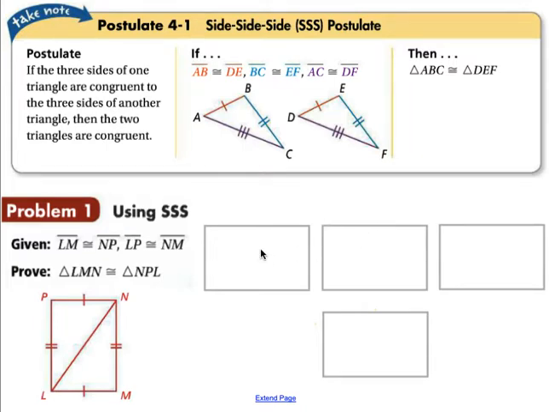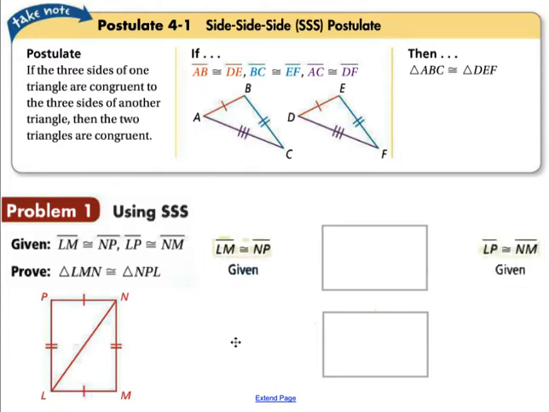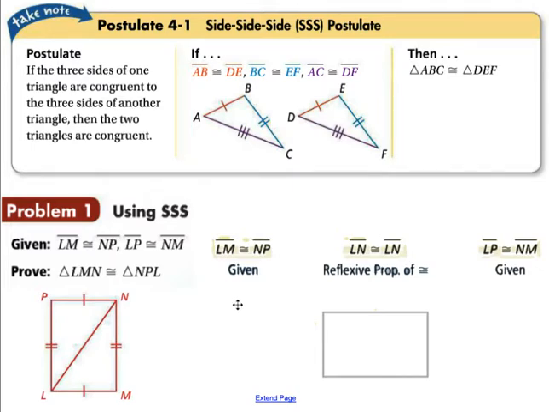Well, we're going to start with our given statements. Our two given statements are that LM is congruent to NP and that LP is congruent to NM. So all we need, according to the side postulate, is that the third side here is congruent. Well, any segment or any side is congruent to itself. That's a side that they have in common. So we could say LN is congruent to itself, which is called the reflexive property. So now once we have that, we can say that all three sides are congruent.